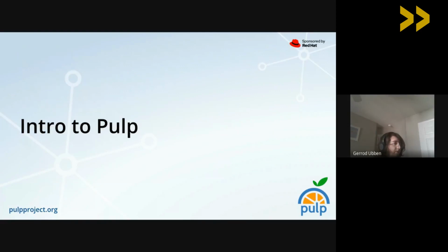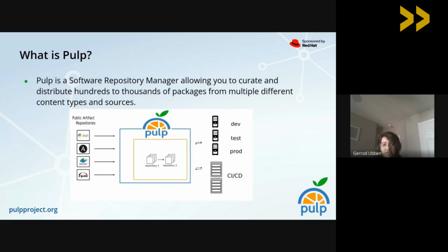So first up, overview of Pulp, if you haven't heard of it. Pulp is a software repository manager for allowing you to curate and distribute hundreds of thousands of packages from many different software types. We support a lot of very popular software types like Ansible collections, Python packages, Docker/Podman containers, RPM, and Debian packages. We're basically the one-stop shop for managing and curating this type of content. You can think of us as an open source version of Artifactory or JFrog, if you've heard of those software managers.